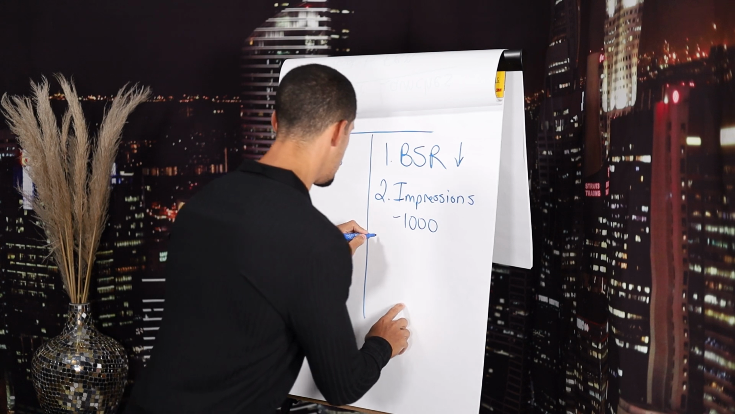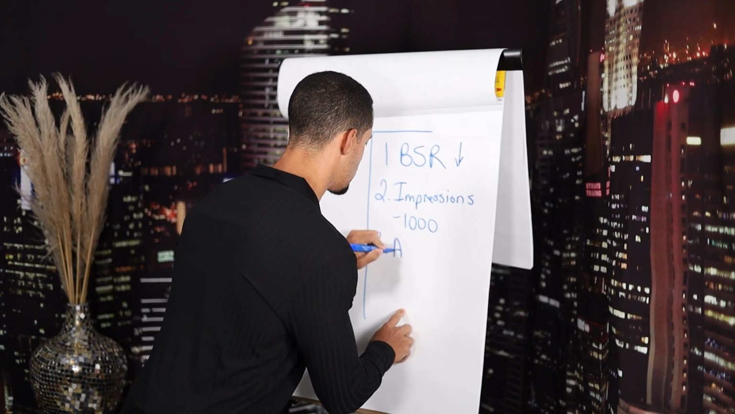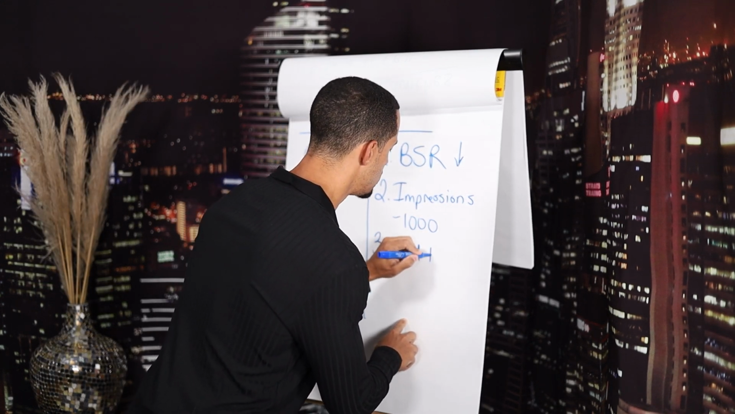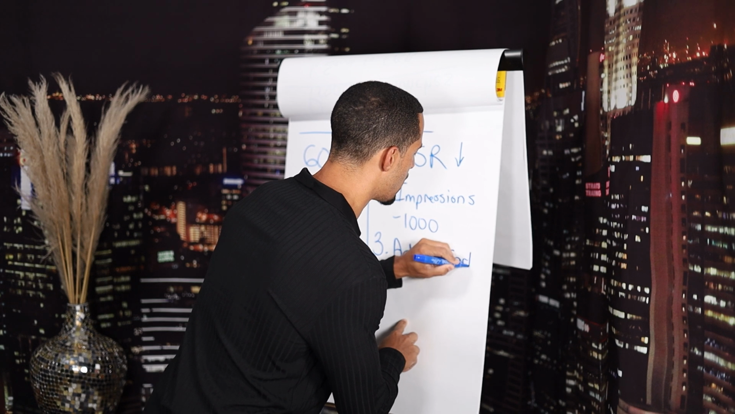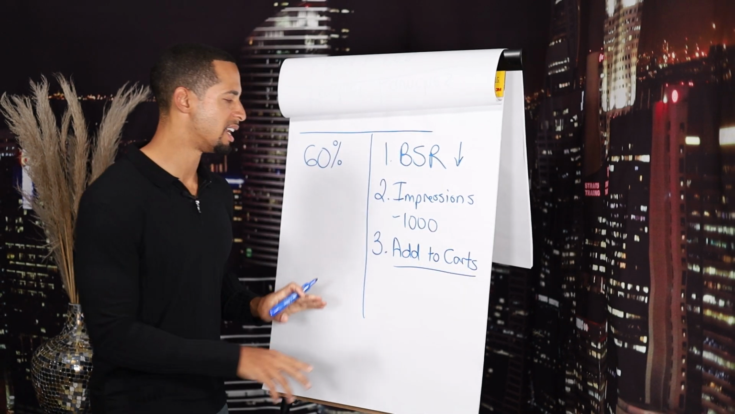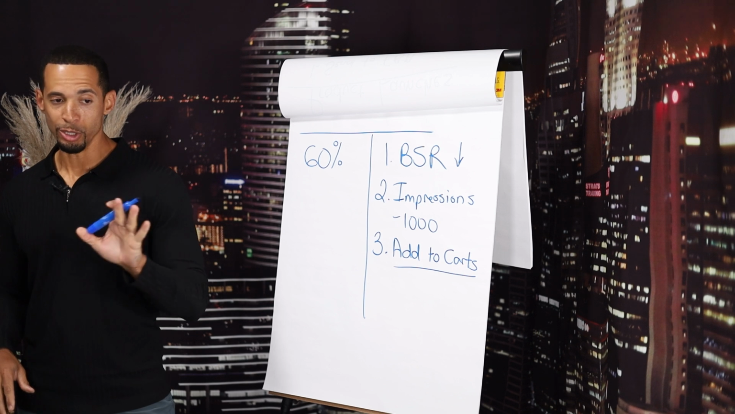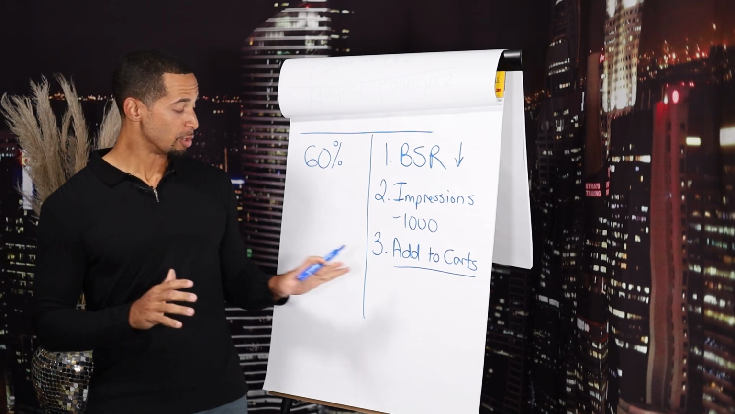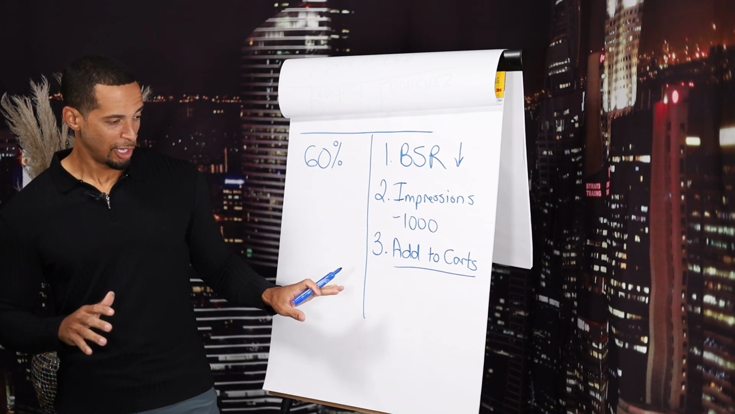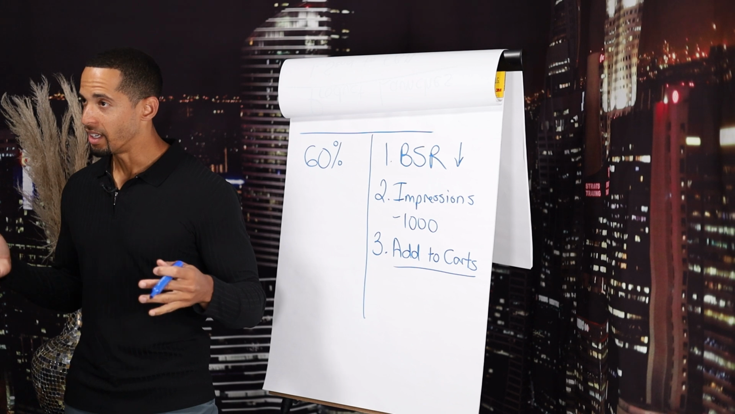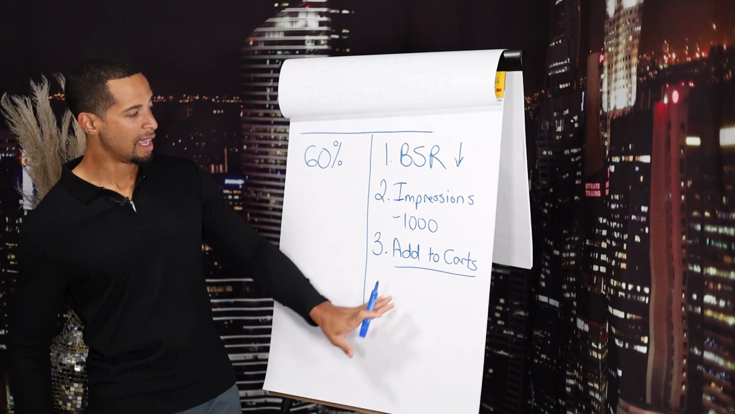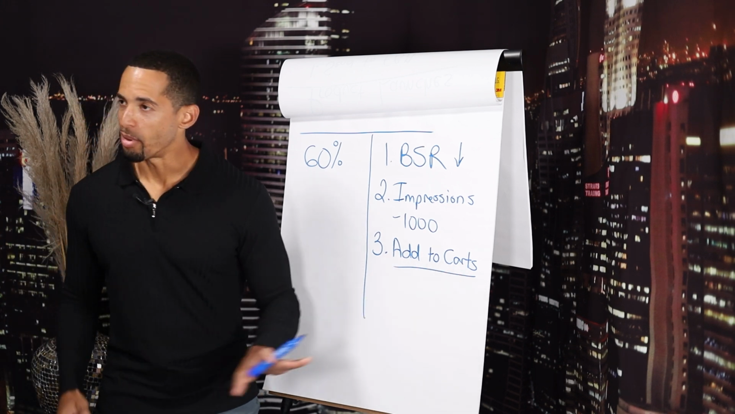Now, number 3 is add to carts. Every single week, Amazon's going to update brand analytics, and you can find your add to carts inside your brand analytics, your search performance query. So as long as you know what your ASIN is, you can input that ASIN into your brand analytics and look week by week to see how many people added my product to their carts.